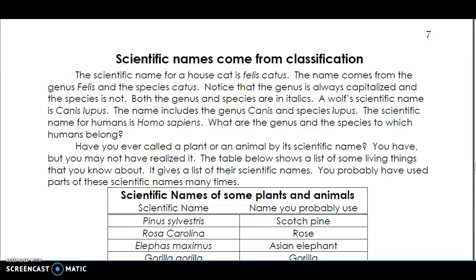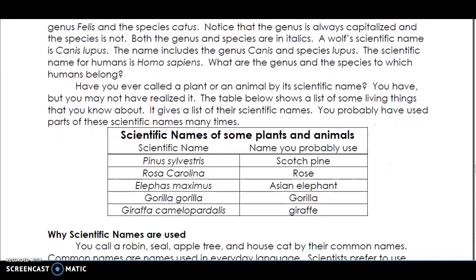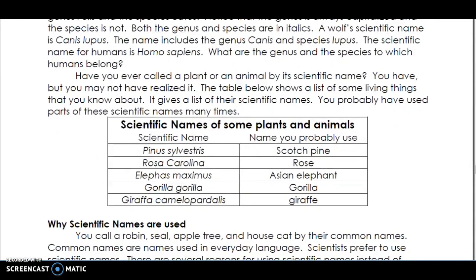The scientific name for humans is Homo sapiens. What are the genus and species to which humans belong? Have you ever called a plant or an animal by its scientific name? You have, but you may not have realized it. The table below shows a list of some living things that you know about. It gives a list of their scientific names. You probably have used parts of these scientific names many times.